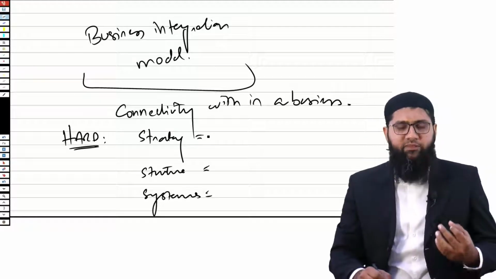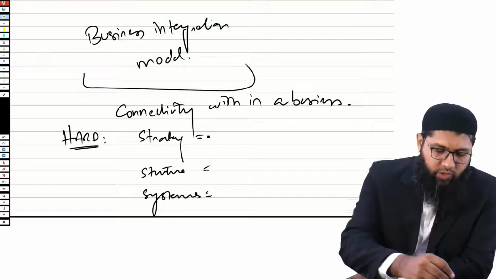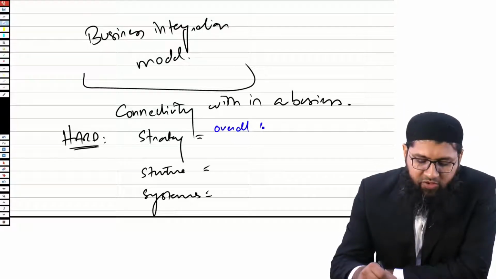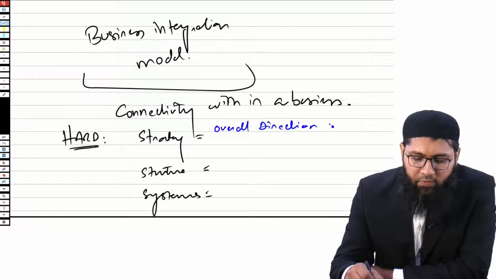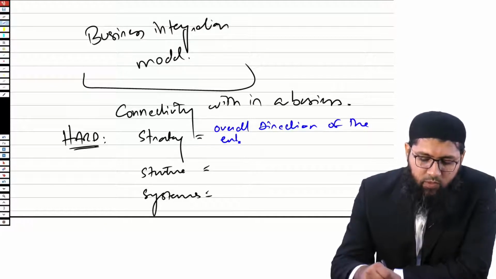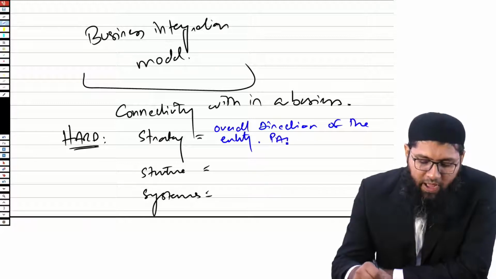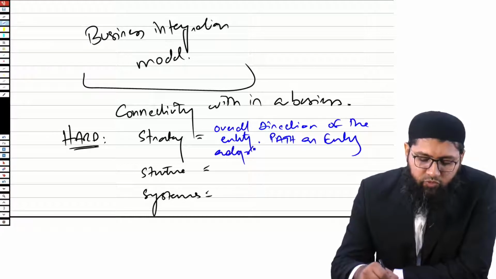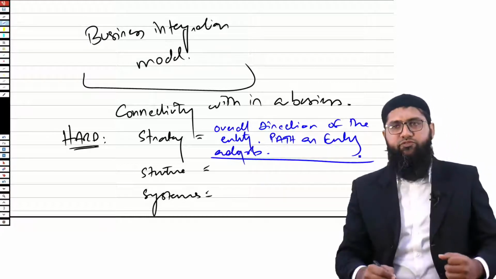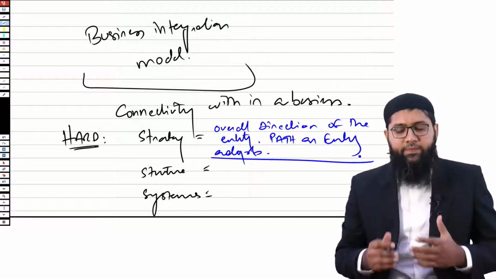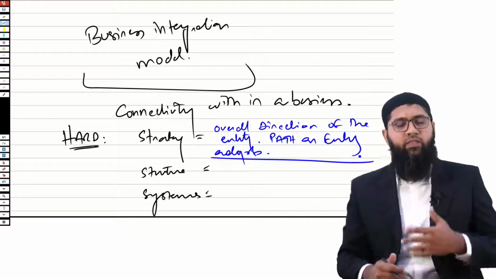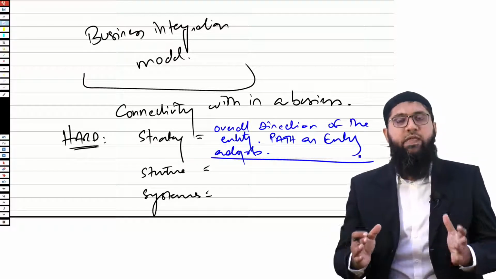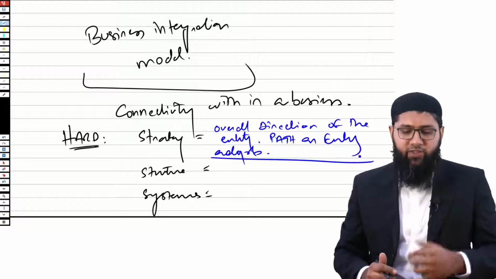What do we mean by hard elements being the strategy, structure, and systems? Strategy is the overall direction of doing the business, the overall direction of the entity. It's actually the path that an entity adopts. The concept of a strategy is the overall direction, the course of action that the entity is going to adopt in order to conduct its business. That is going to be considered as your strategy.